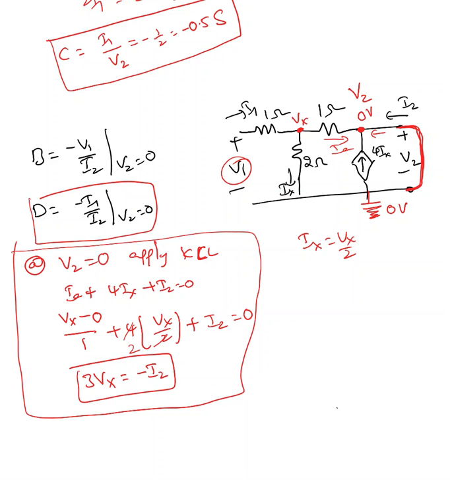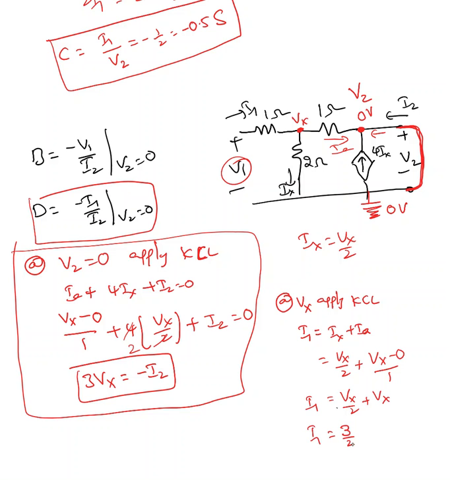Now I need to come up with another equation. At Vx, apply KCL. If I apply KCL at Vx, I1 equal to Ix plus Ia. Since I need a relation between I1 and I2, I'm going to leave I1 as it is. Ix can be written as Vx over 2, plus Ia is also Vx minus 0 over 1. So I'll end up with Vx by 2 plus Vx, so I1 equal to 3 by 2 Vx.